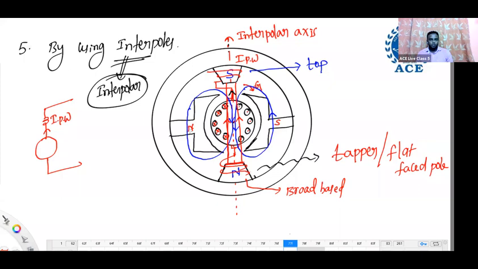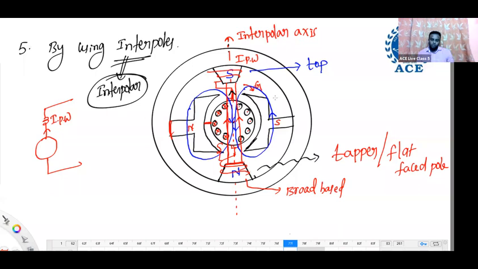But what about the main pole? Base is less, face is more. And one more thing: what is the air gap in the main poles? This much is the air gap for main poles. But what is the air gap for interpoles? This much is the air gap. Air gap under interpoles we keep more than the air gap under main poles.